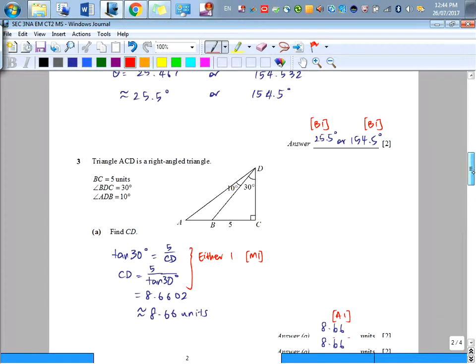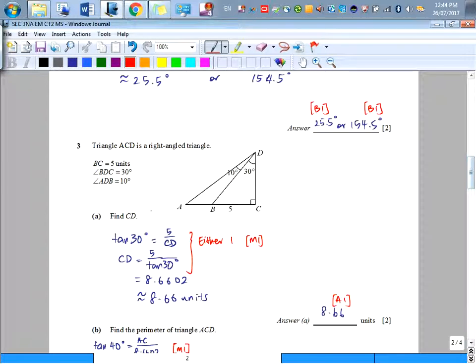Okay, so find the length of CD over here. You are given 30 degrees. Then what side is this? BC. Which side? What do we call this, with respect to 30 degrees? Opposite. So this is opposite. And what is this side called? Adjacent.